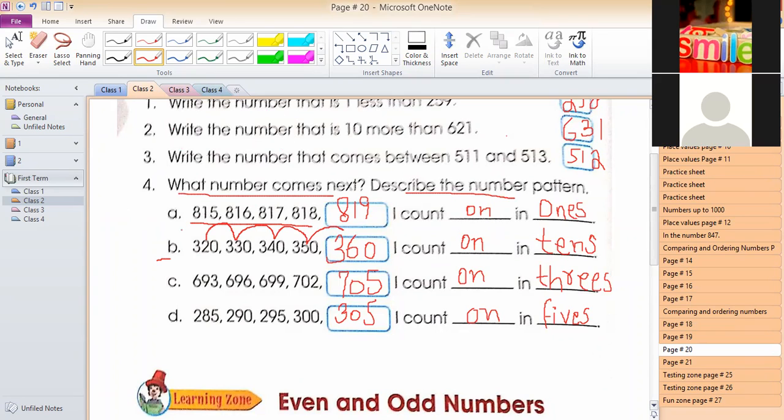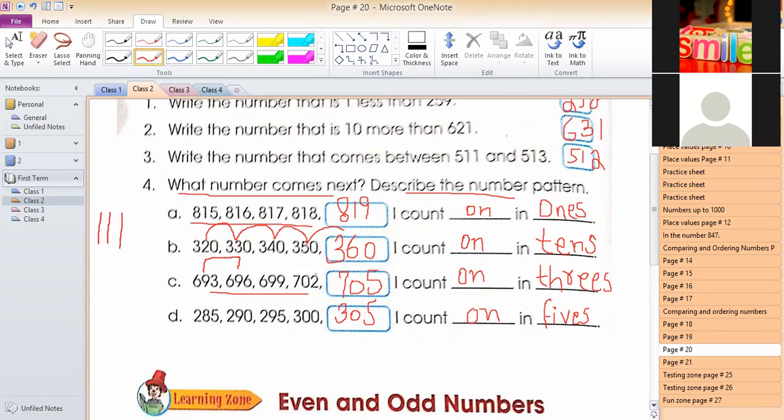Then C was 693, 696, 699, 702. So in order to know what will be the next number, you should identify the pattern. And to identify the pattern, I am using drawing lines. You can use your fingers. I will start counting from 693 and check up to how many lines I will reach 696. So this is 694, 695, and 696. So I count up to 3 and I reach 696. 697, 698, 699. That means I am counting on in threes.